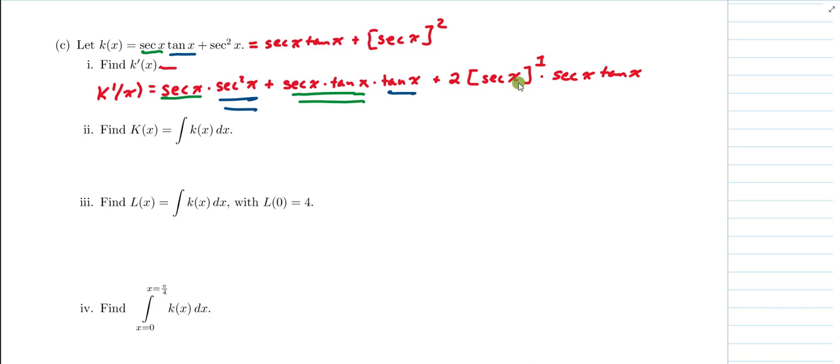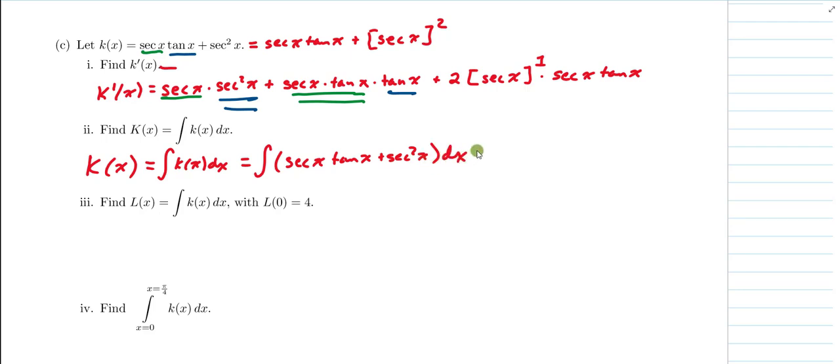Okay, the next question asks me to go ahead and find the antiderivative capital K of x for this function. So here we go, capital K of x is equal to the antiderivative of k of x dx, and then I'll just insert what k of x is. K of x is this large expression here, secant x tangent x plus secant squared x dx, and now I'm going to anti-differentiate each of these terms.